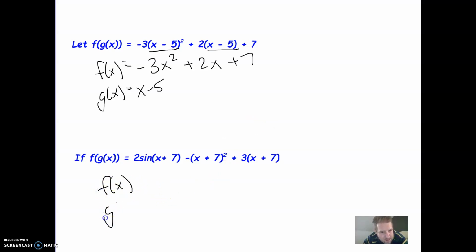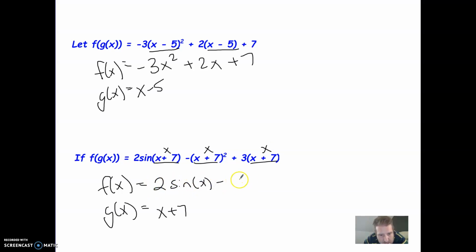So f of x and g of x. First of all, I noticed that there's x plus 7, x plus 7, x plus 7. That's kind of the giveaway. This is going to be x plus 7. And then I just write it as if this is just an x, this is x, and this is x. So that's 2 times sine of x minus x squared plus 3x, and I'm done. All right, and I move on.